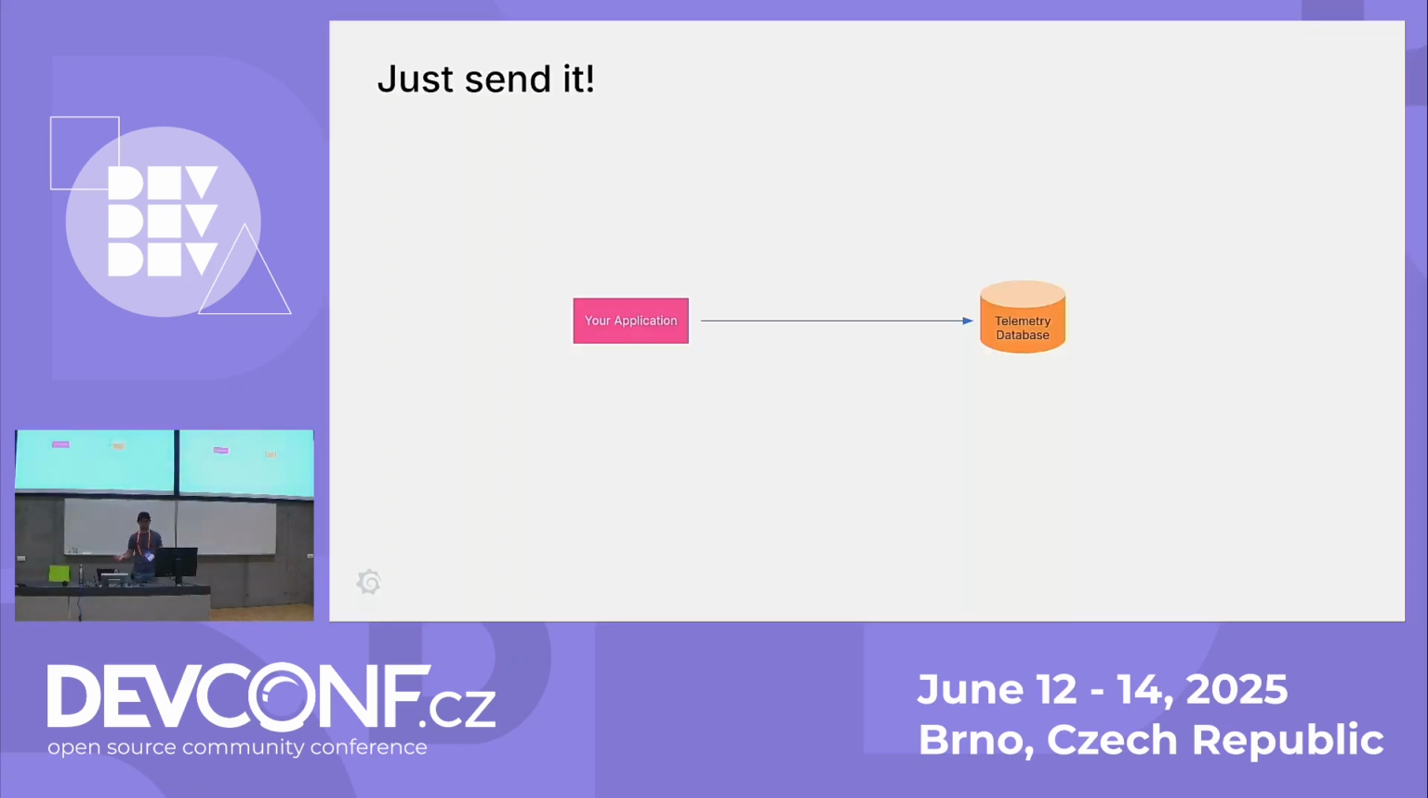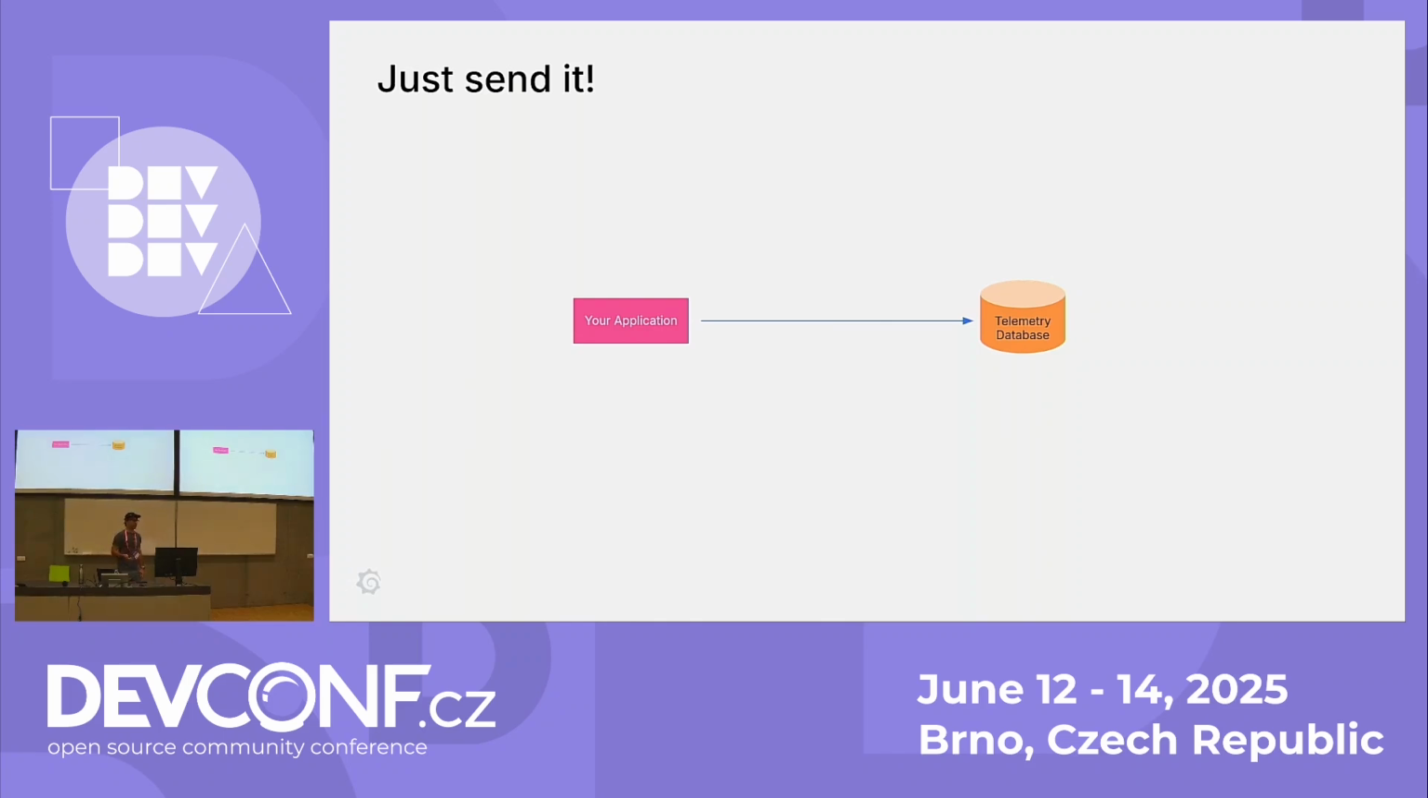So the first approach could be, you have your application, you have your telemetry database. That could be Prometheus, Mimir, Loki, Tempo, Jaeger. They're all different kinds. Doesn't matter for this talk. Just see this as a place where you store your data. The first approach, yeah, we just have our application send data directly to the database. No big deal, we're done. It works, but it has some problems.